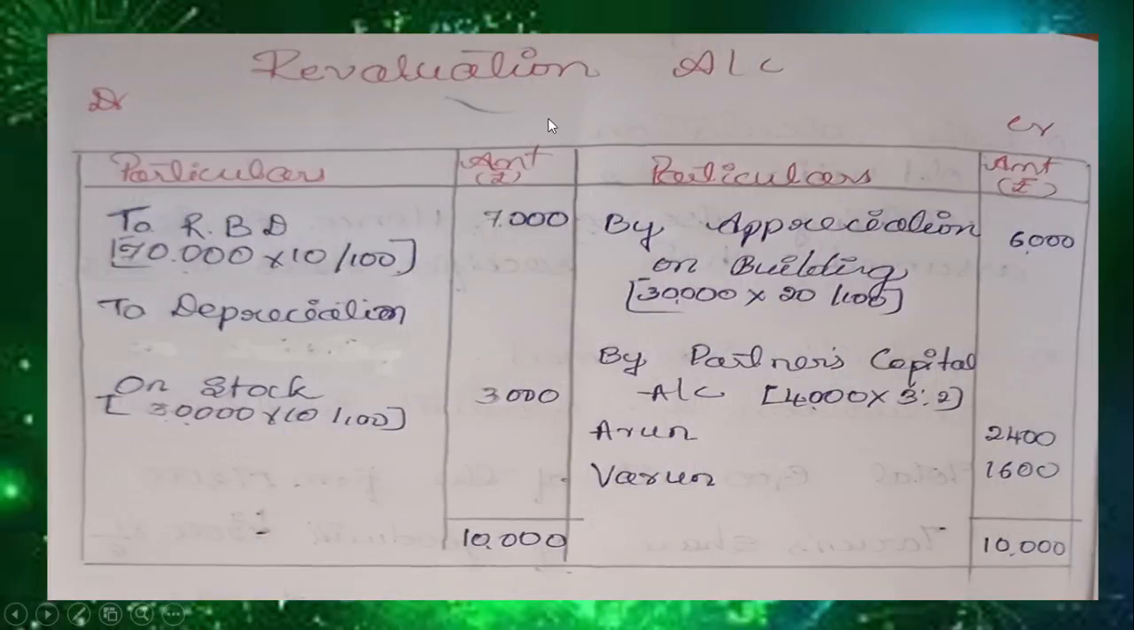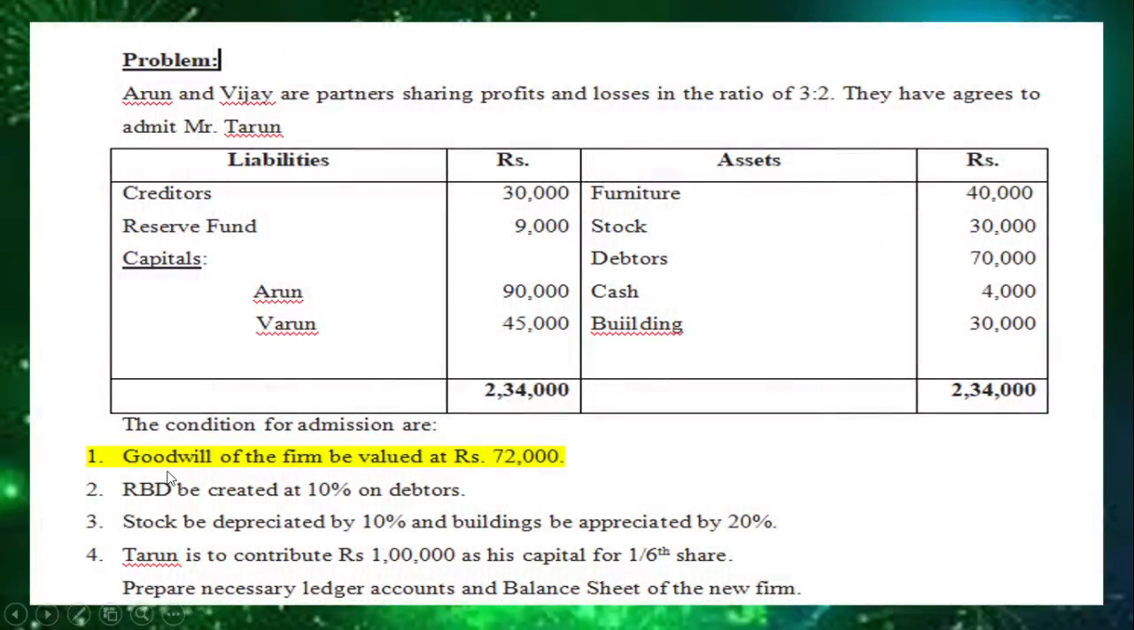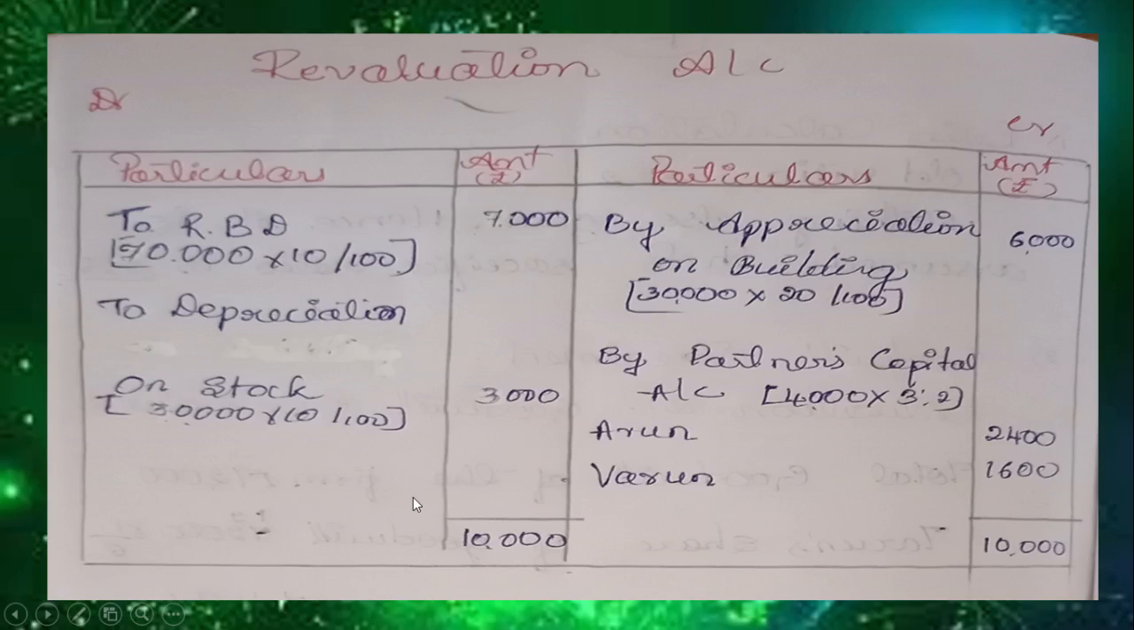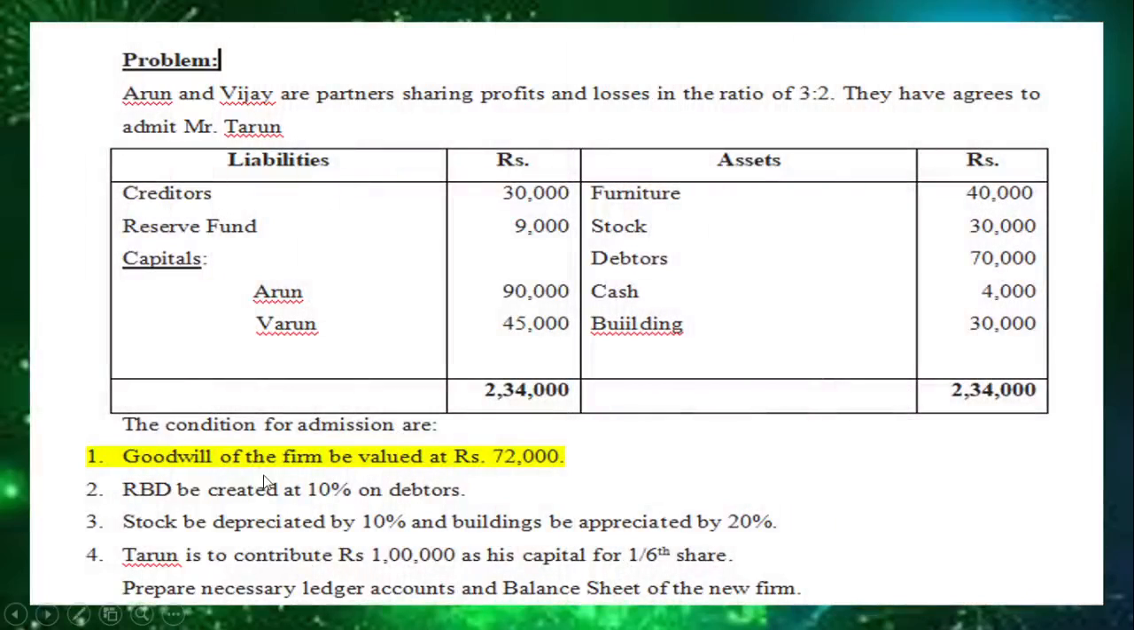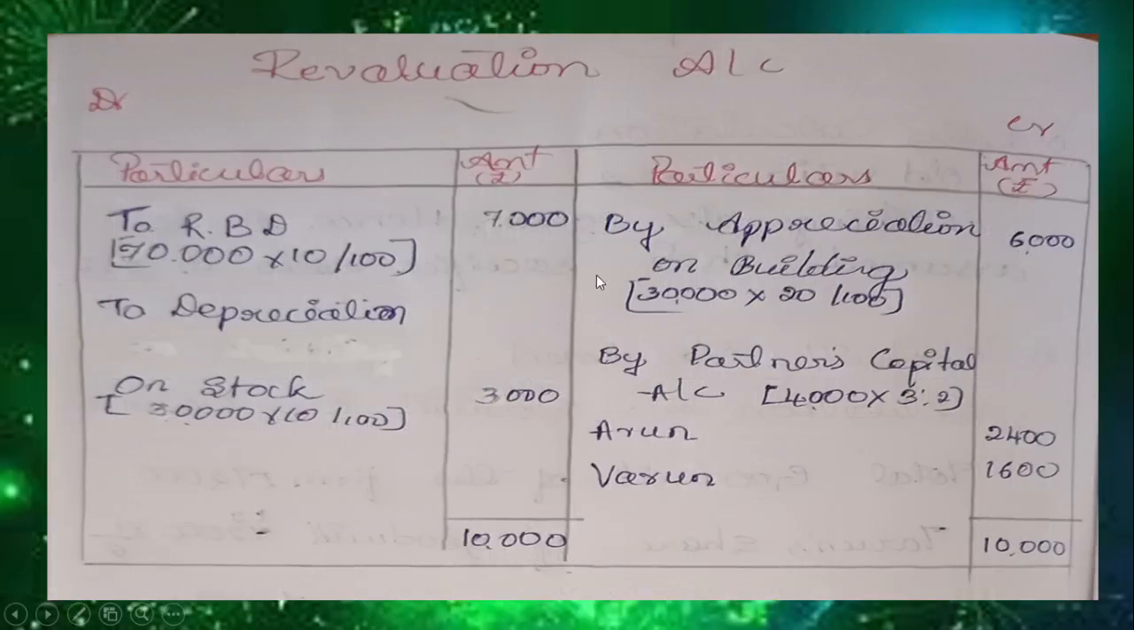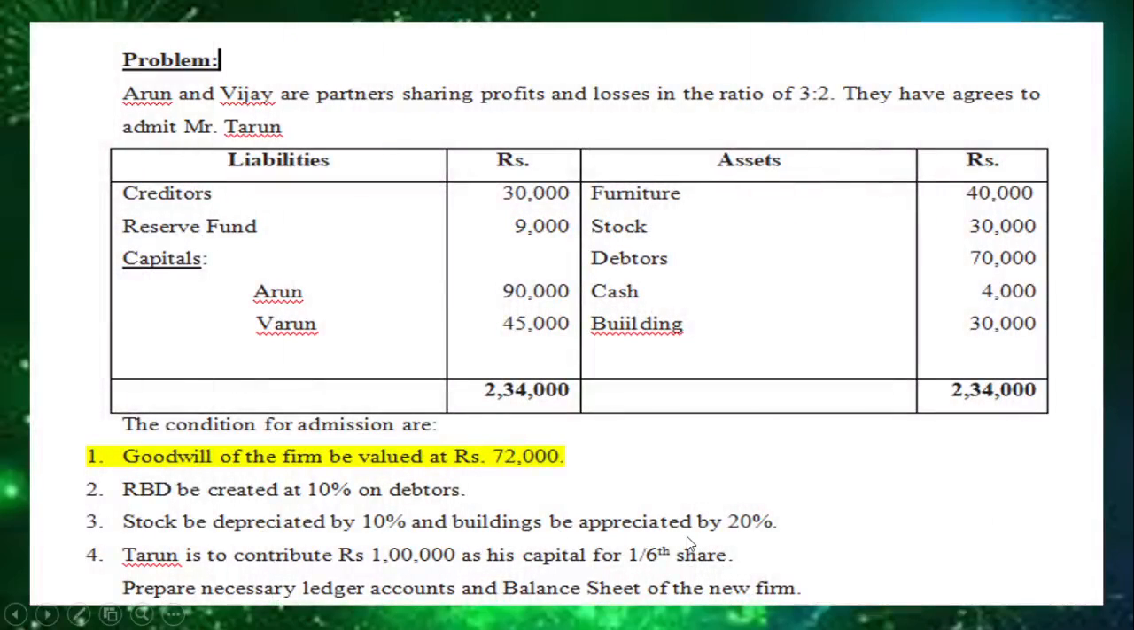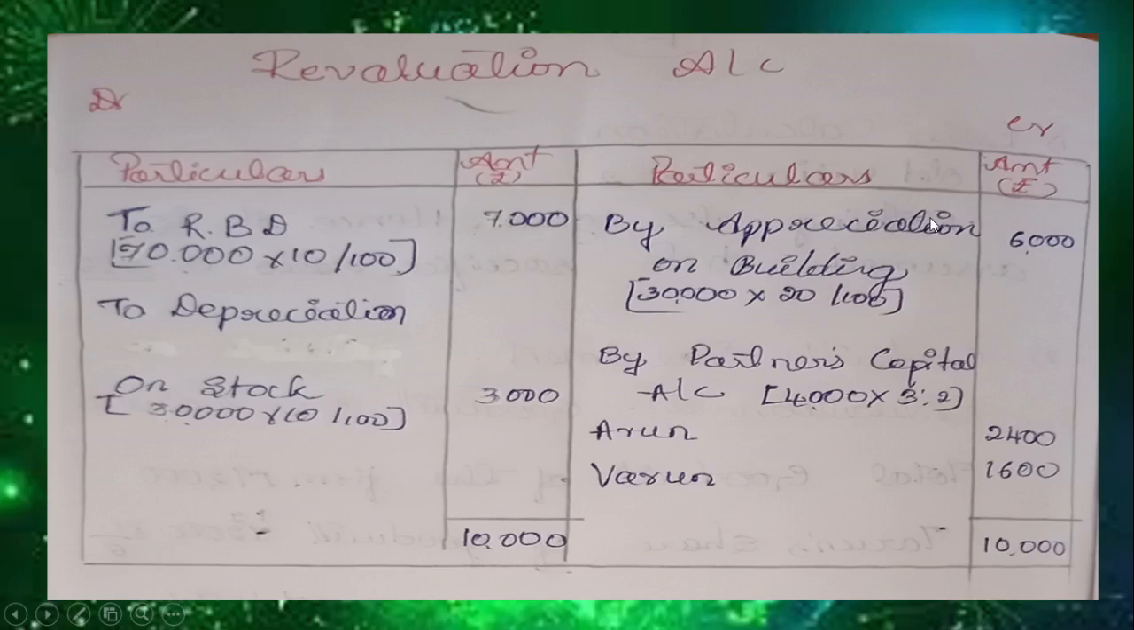First I have prepared the revaluation account. So this is a goodwill adjustment. The second one, reserve for bad debts, 10% on debtors. So it's a loss. So reserve for bad debts, 70,000 into 10%, 7,000. Stock depreciation. Stock value 30,000 into 10% depreciation again represents a loss. So 30,000 into 10% is 3,000. Building appreciation 20%. It's a gain to the partnership firm. So appreciation is recorded on the credit side of the revaluation account, 30,000 into 20% is 6,000.